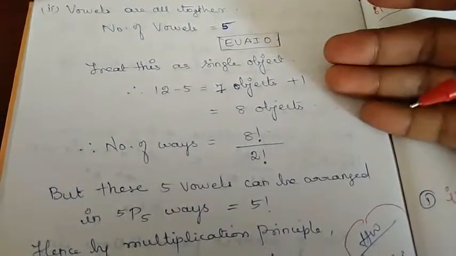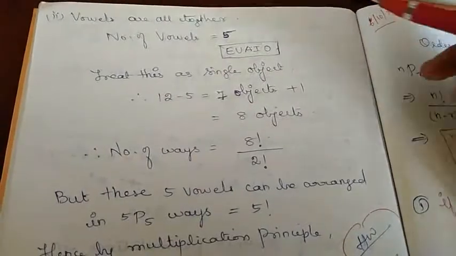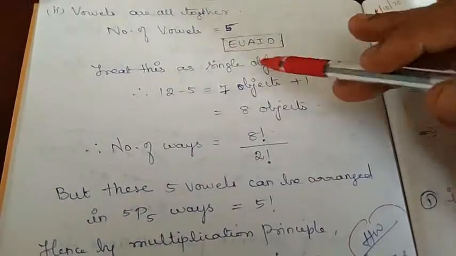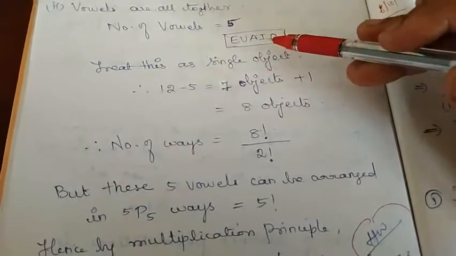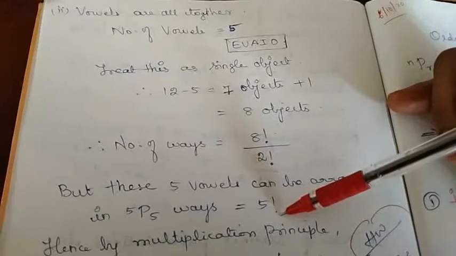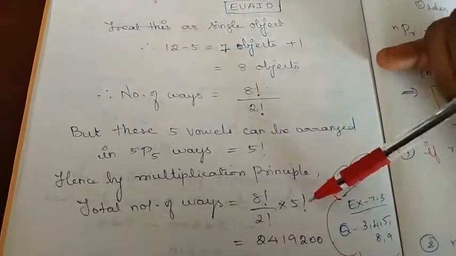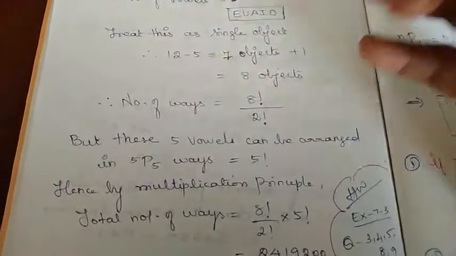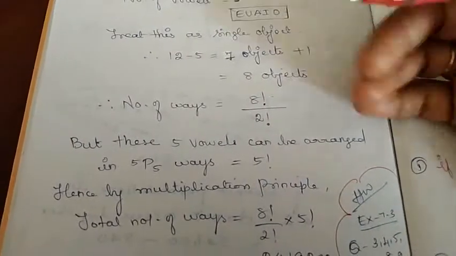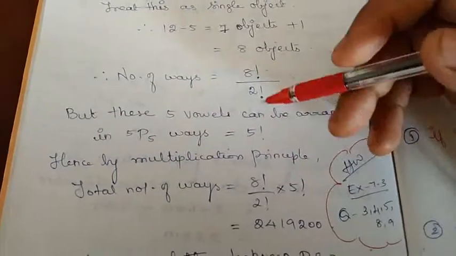like the problem which we did in Mississippi. But in Mississippi, I is the same letter, but here we have different letters. So these 5 letters can be arranged in 5 factorial ways, right? 5P5 ways, which is nothing but 5 factorial. So we have to multiply 8 factorial divided by 2 factorial into 5 factorial. So two things, multiplication principle. 2 events happen in these many ways. So together means we have to apply the multiplication principle. So you have to multiply and give your answer.